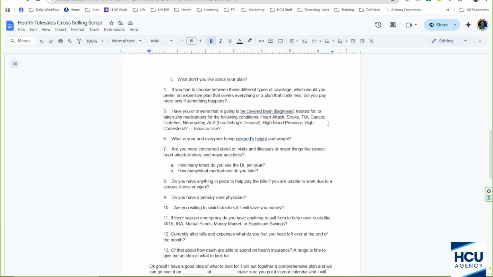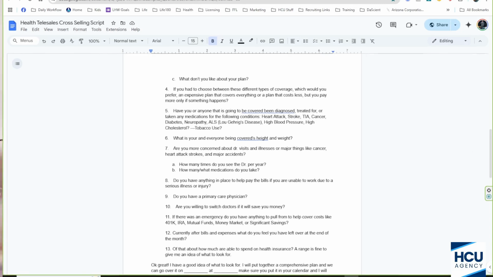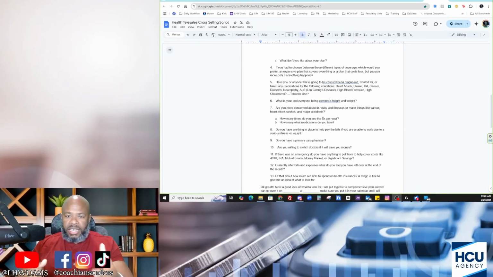All right, so if you had to choose between these different types of coverage, which would you prefer? An expensive plan that covers everything, or a plan that costs less but you pay more if something happens? So the main reason that you're going to want to ask this question is because you need to determine if they're more concerned about the benefits or the costs. Some people don't go to the doctor that much. All they want to do is get the lowest plan possible.